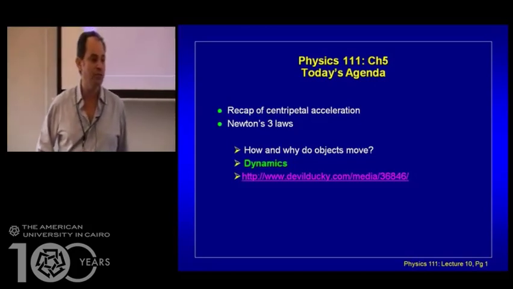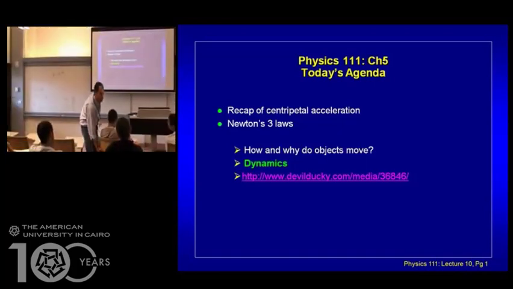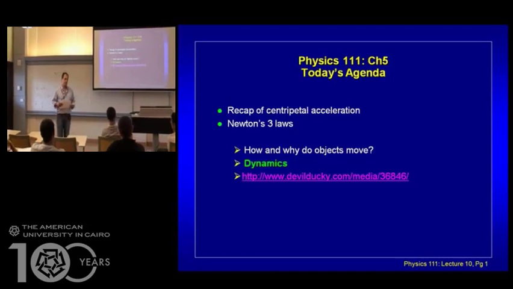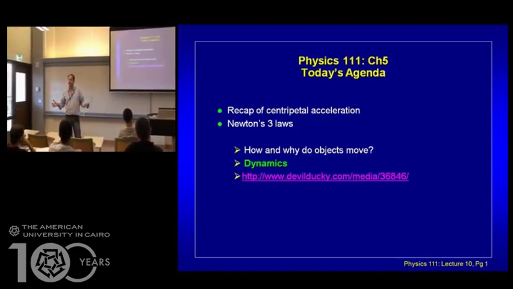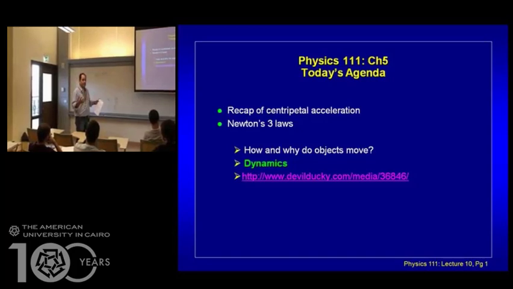It will never move unless something from outside acts on it. This is Newton's first law. Everything tends to stay at rest or to move at a constant speed unless something else acts on it.